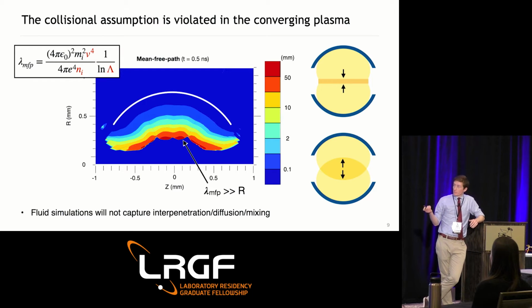In reality, though, if you have this long mean free path, what you might expect is that these plasmas are actually going to pass through each other before they stagnate, which will change the structure of stagnation and lead to mixing and other effects like that.